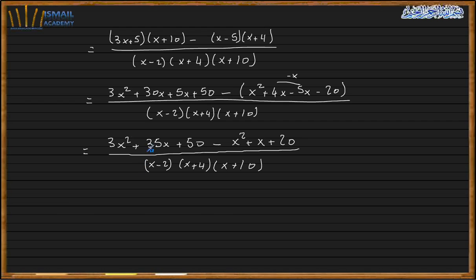Now I combine like terms. 3x squared minus x squared is x squared, 35 and x 36, 50 plus 20 is 70, over x minus 2 times x plus 4 times x plus 10.